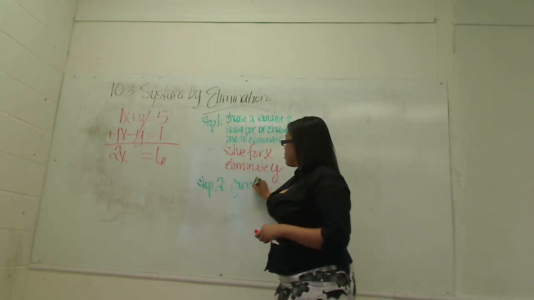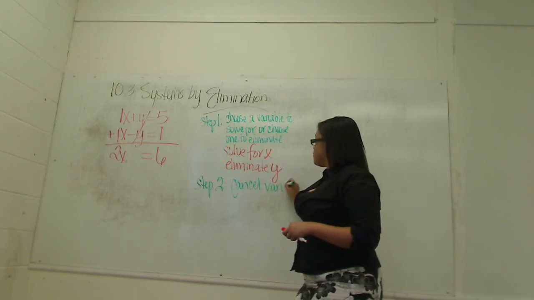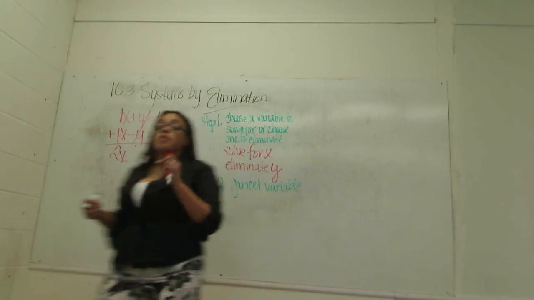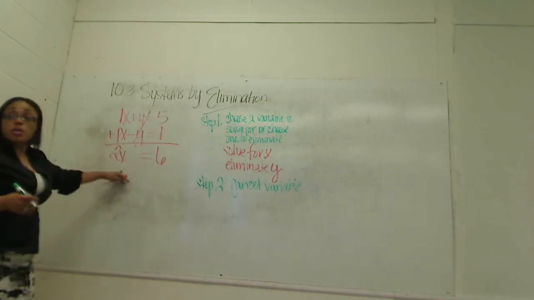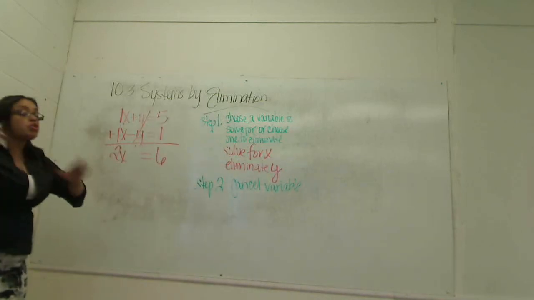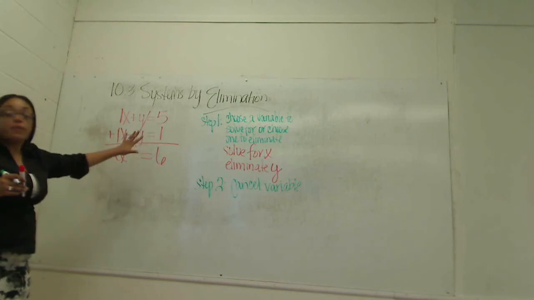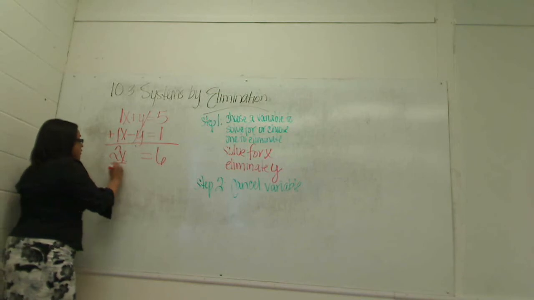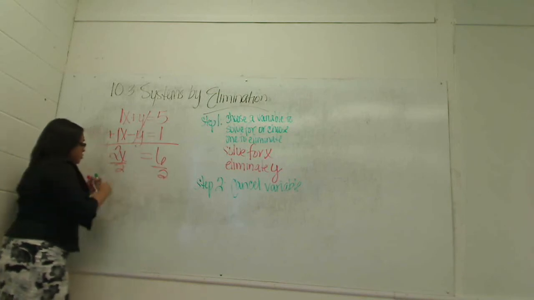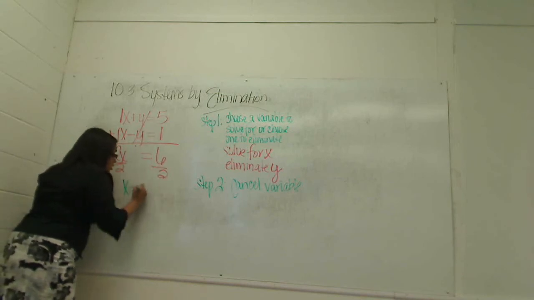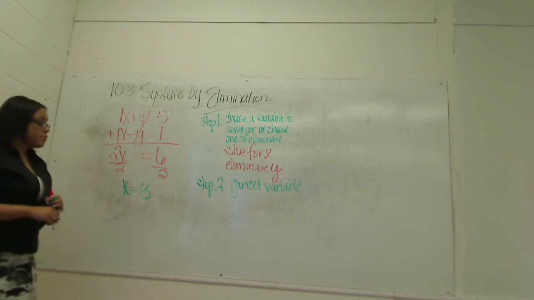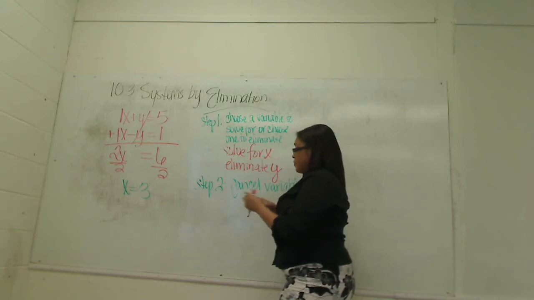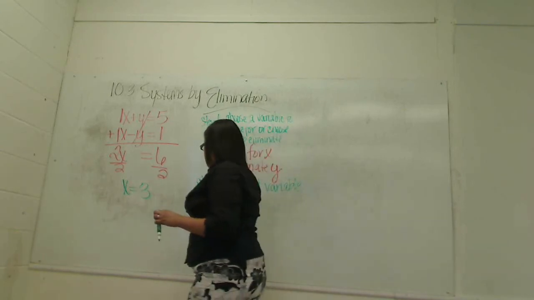Cancel a variable. Now, this step 2 depends on the difficulty of the problem. This one was an easy one because I didn't have to do any extra work. It was already given to me in good form. So now I have 2x equals 6. I'm going to divide by 2, divide by 2, x equals 3. I have canceled out my y's and just did step 3.